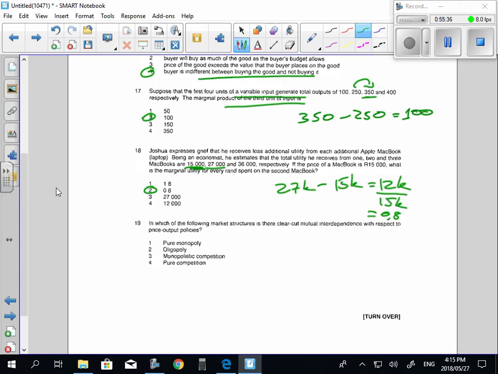Number 19. In which of the following market structures is there a clear-cut mutual interdependence with respect to price output policies? Right, so the market structure with the most intense competition and the market structure where companies would have to react to output and pricing decisions of other companies would be the oligopoly market structure. Okay.